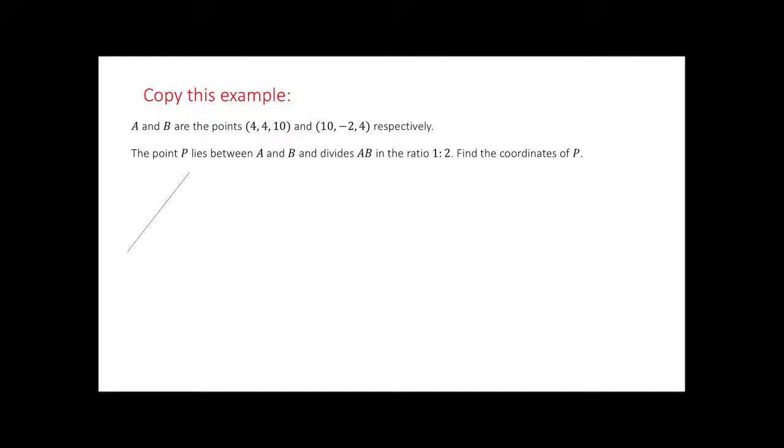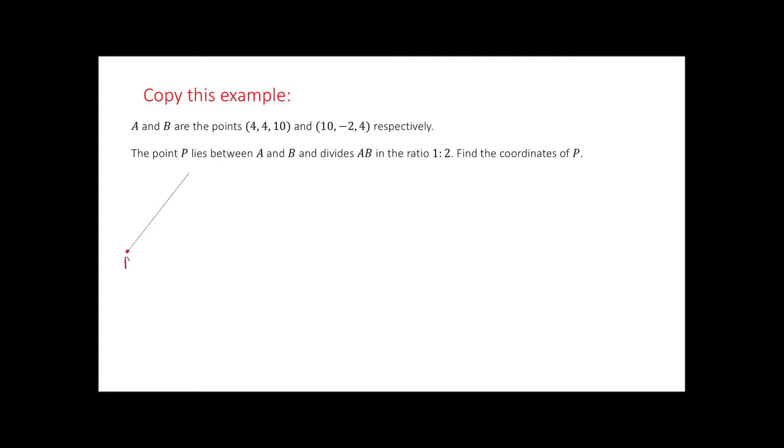So this is the next type of example where we're expected to be able to apply our knowledge of ratio to help us with our vector coordinates. So this time, rather than being asked to calculate the ratio, we're given the ratio and we're asked to calculate one of our coordinates. So we know that we've got the points A and B, and it tells us the point P lies between them, dividing them in the ratio 1 to 2.